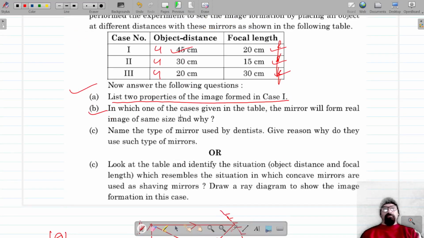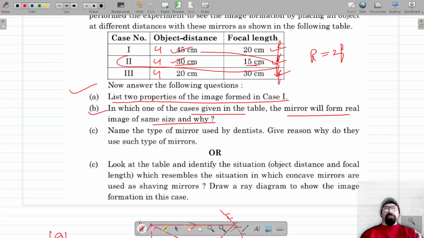Now, in which one of the cases given in the table will the mirror form a real image of the same size? So we know that image size and object size are the same when the object and image are formed at the center of curvature. And center of curvature, the distance from the pole to the center of curvature, is the radius of curvature, which is twice the focal length. Here the focal length is 15 and object distance is 30. So this object is placed at center of curvature.